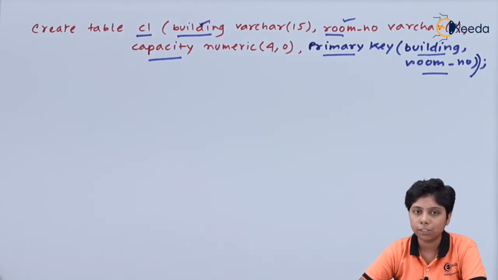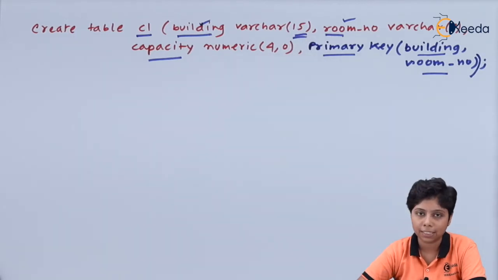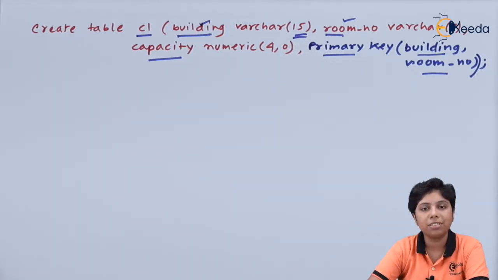If there is a single attribute as a primary key, we can write it beside the attribute size and data type. Next, we will use the check constraint inside a create.